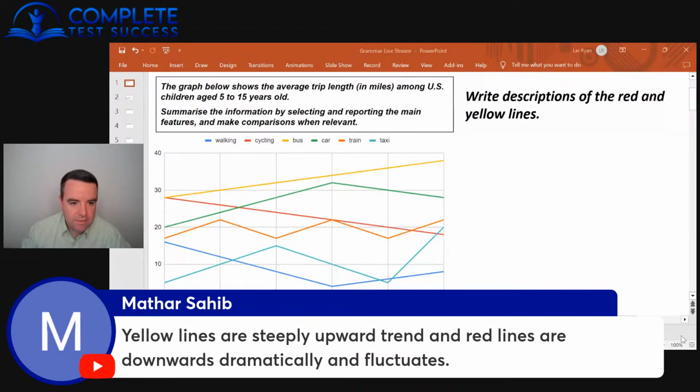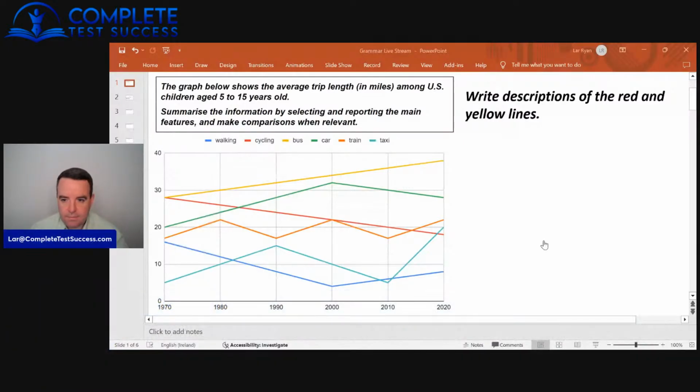Okay, so let's see. Yellow lines are steeply upward trend and red lines are downward dramatically and fluctuates. Okay, so a few mistakes there. So let me just take that and we'll go through it together. Just give me a second to find the comment. Okay, so this is Mathar. Let me just add that to the screen here.